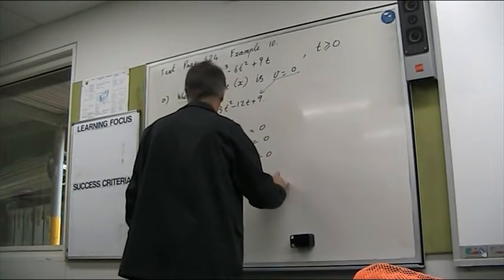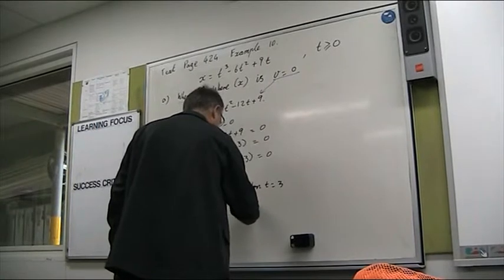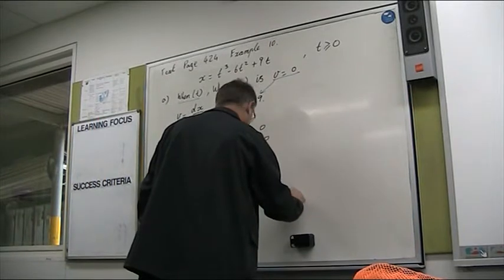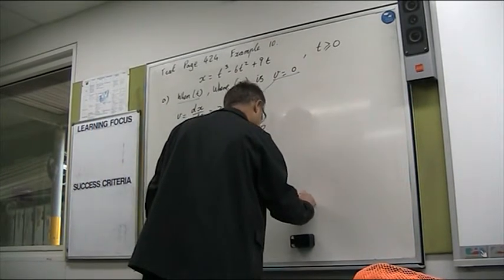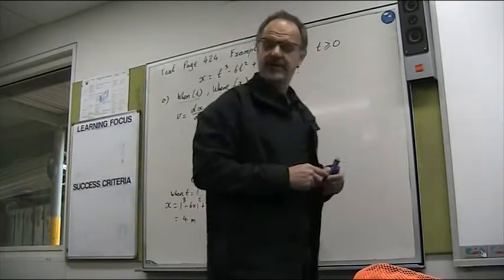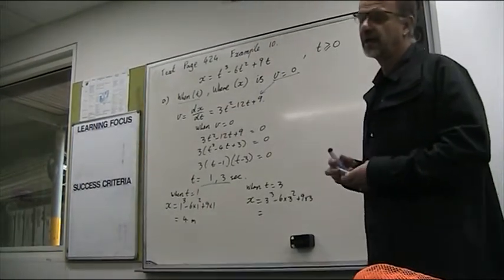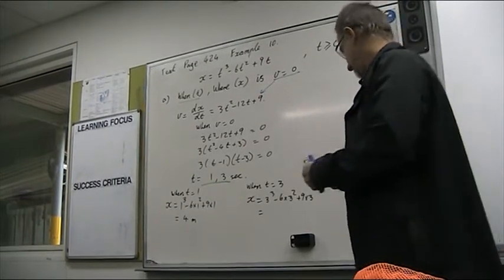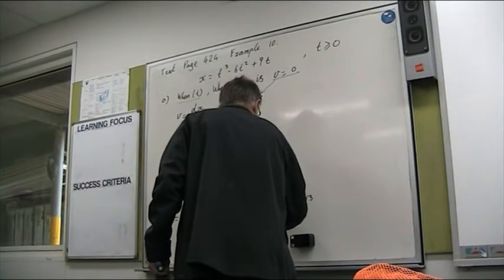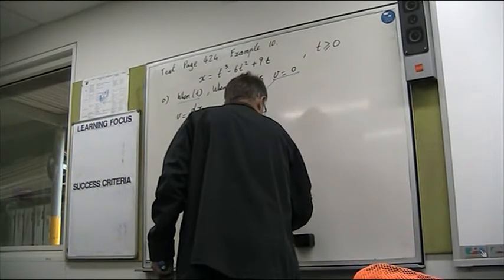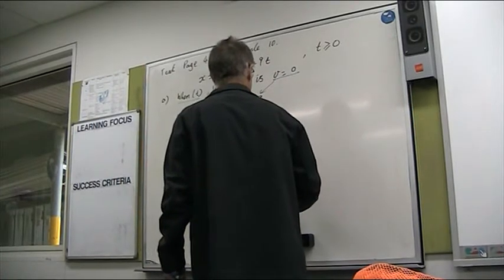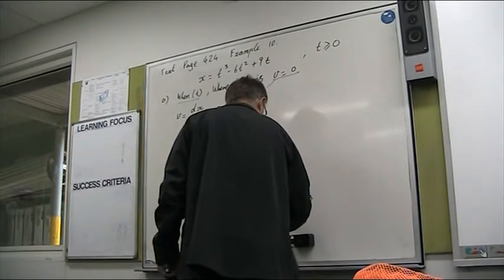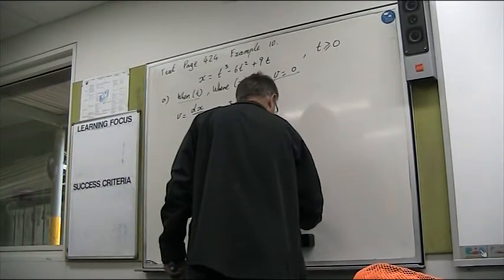And when t equals 3, it's 3 cubed minus 6 times 3 squared plus 9 times 3. And you work that out. You get 27 minus 54 plus 27, which is 0.